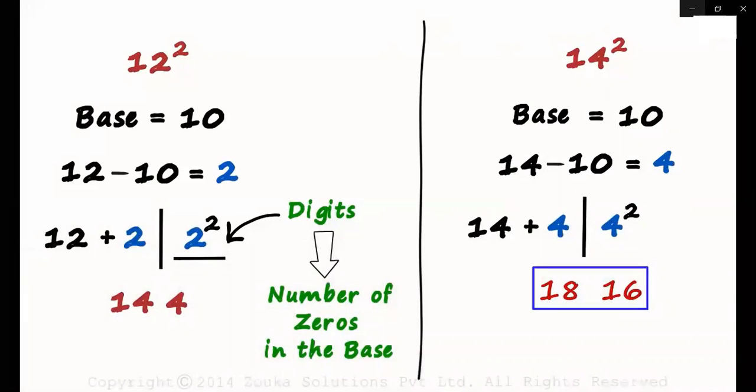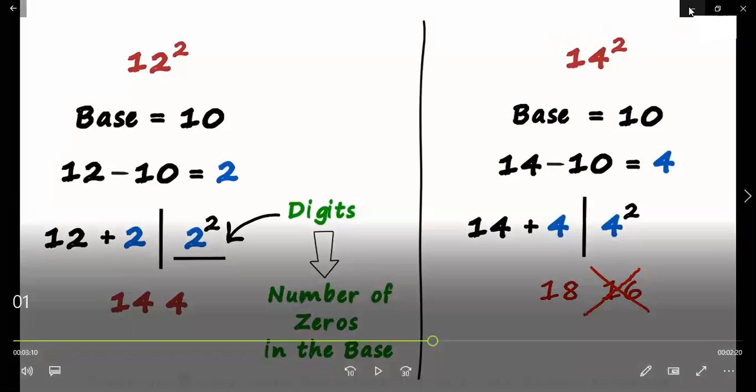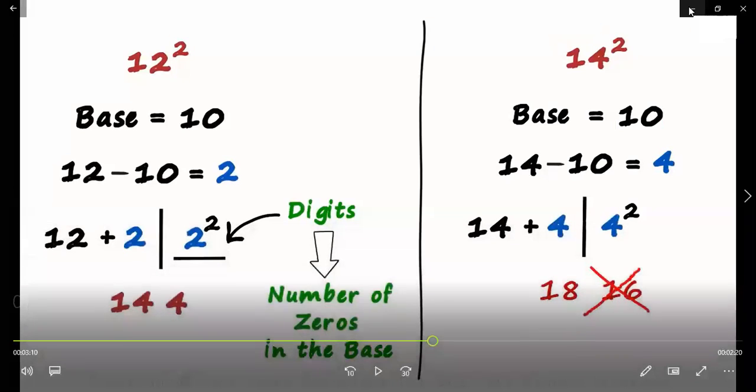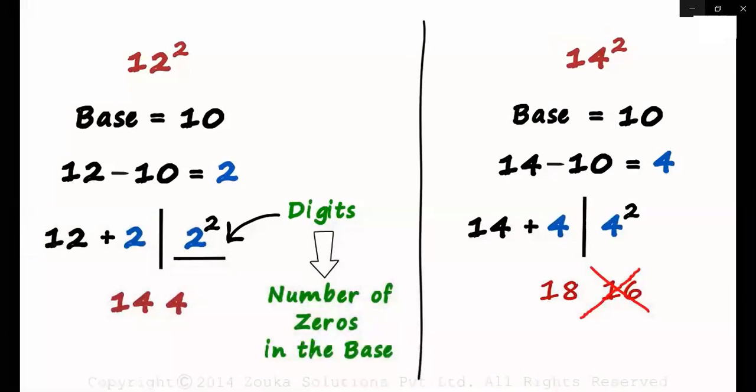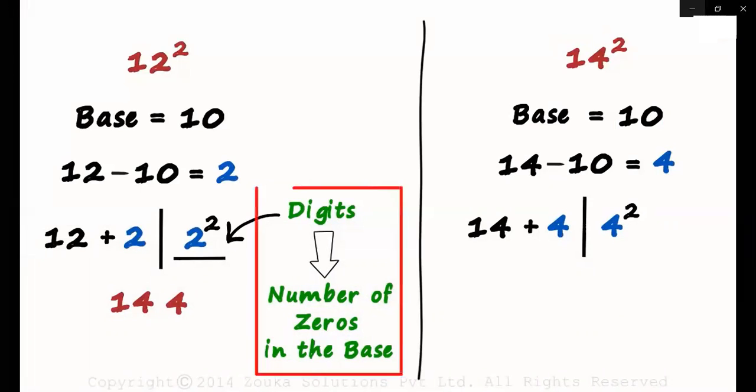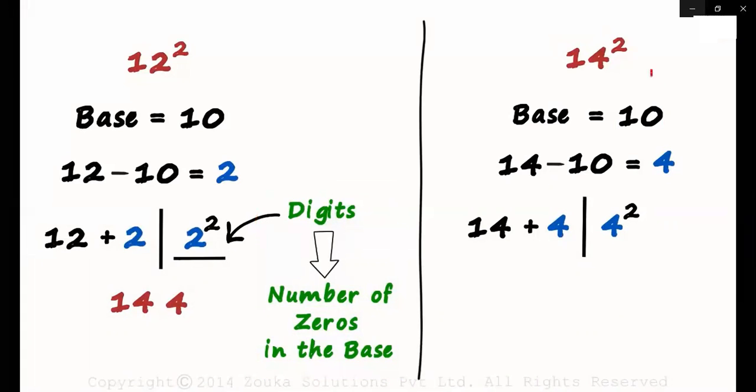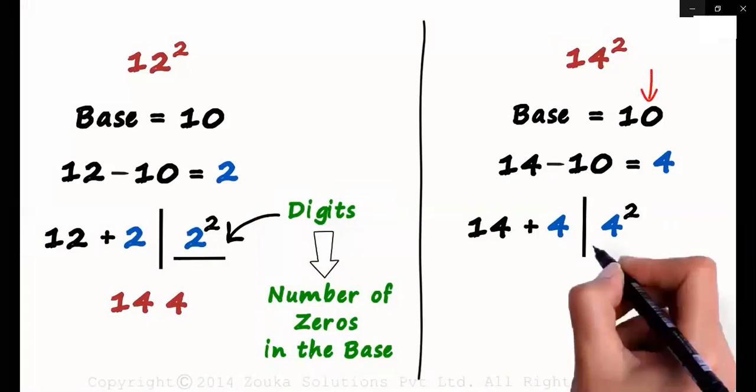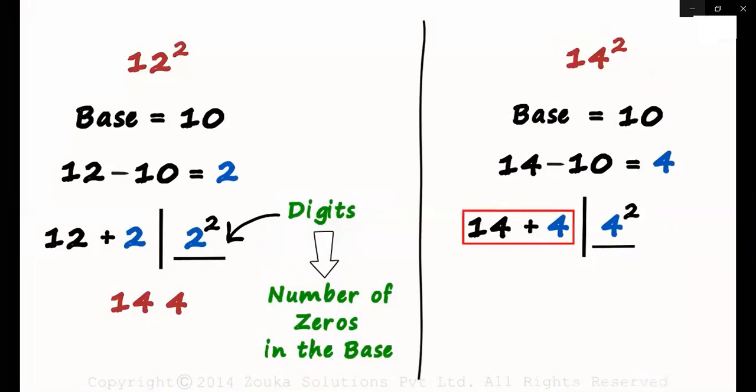What I told you in the previous example, which you can see in the green color, is that the digits on the right hand side of the partition depend on the number of zeros in the base. So here you can see that the number of zeros in the base is only 1. That's why instead of writing 16, let's see what we have to do over here. So 14 plus 4, we'll write 18 on the left hand side. As there is only one zero, we have to take just one digit from the right. So 14 plus 4 is 18 and 4 square is 16, so we'll just take 6.